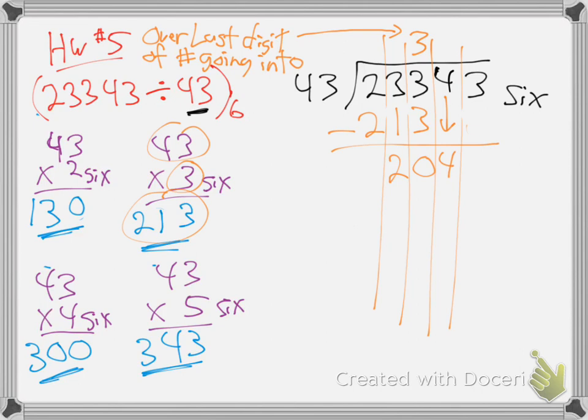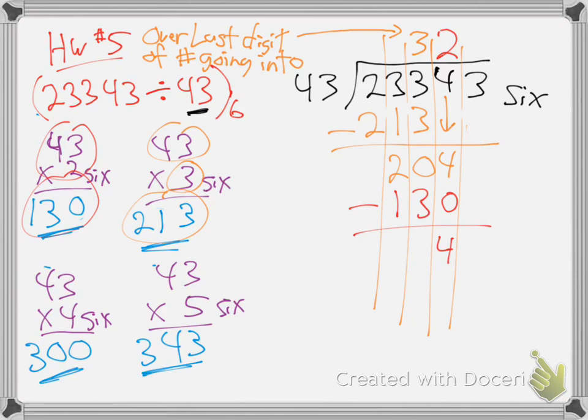Yeah, 213 is too big. So 1 3, right? Finding the biggest number that you can go into, that'd be 2. 2 times it. So I'll put a 2 up there. 2 times 43 is 130. 130. Subtract. That leaves 4. And now I'm going to have to borrow, right, for my subtraction.